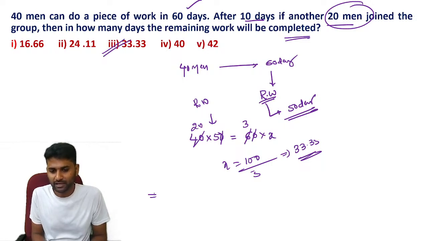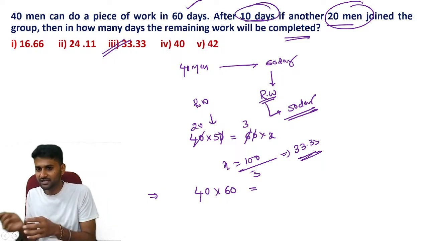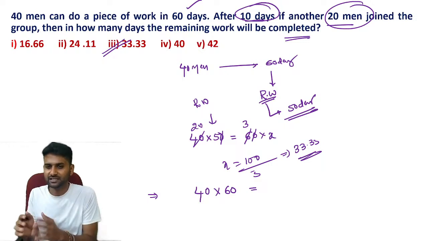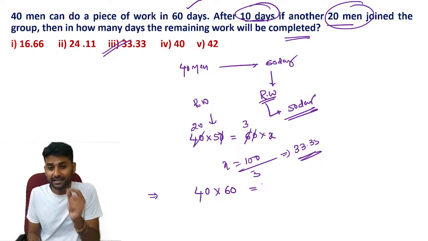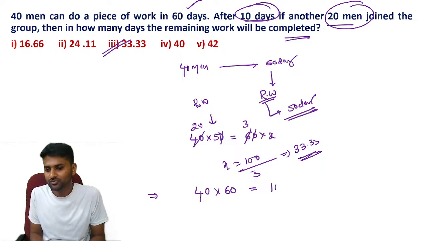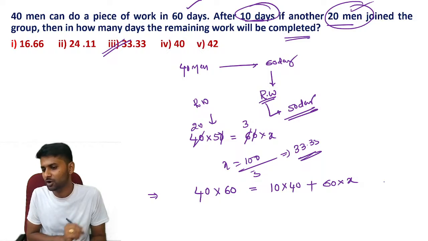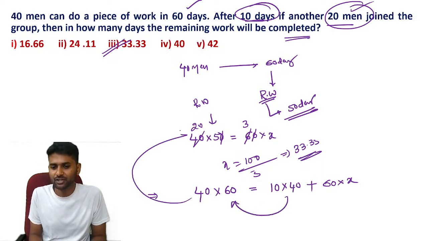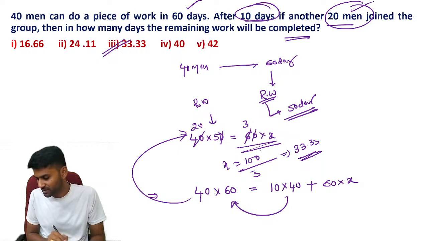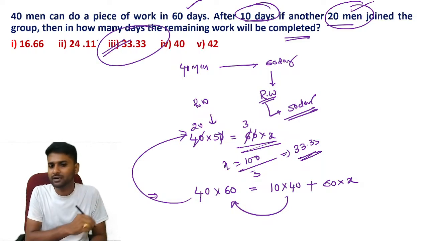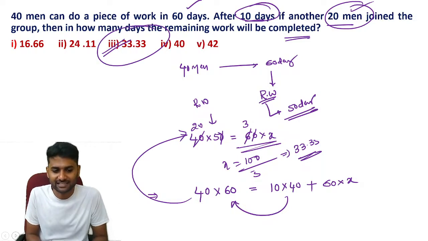Guys, if you want the equation: the initial planning is 40 men, 60 days total work. After 10 days we are assigning 20 more people. But in the first 10 days they already completed 10 days of work with 40 people, so the work completed is 10 into 40. After adding 20 more people, the total strength becomes 60. In how many days do they complete the work? If you subtract, you will get the remaining work, then we equate it. After the calculation, you will get that the remaining work will finish in 33.33 days.